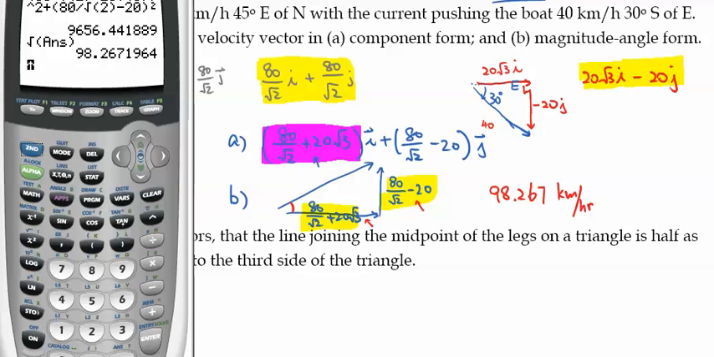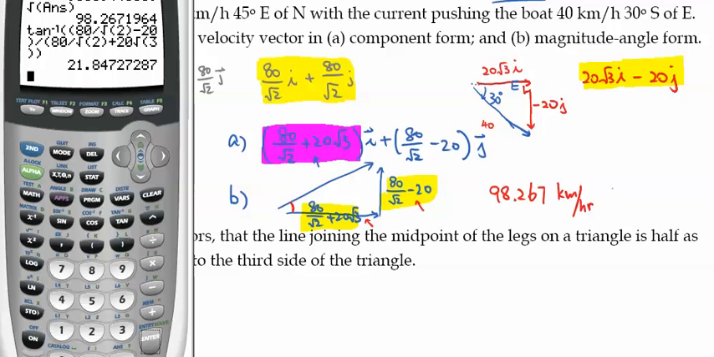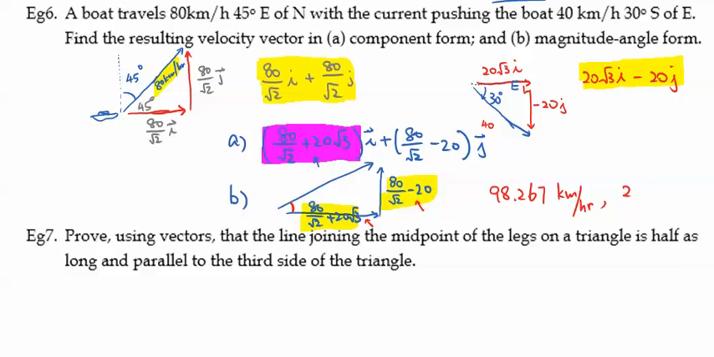And for the angle, it is inverse tangent of 80 divided by root 2 minus 20. This is the first part, and I'm going to have this opposite divided by the adjacent. So I need another bracket here, divided by 80 divided by root 2 plus 20 root 3. Close my bracket for the entire inverse tan. 21.8 degrees. And this will be north of east.